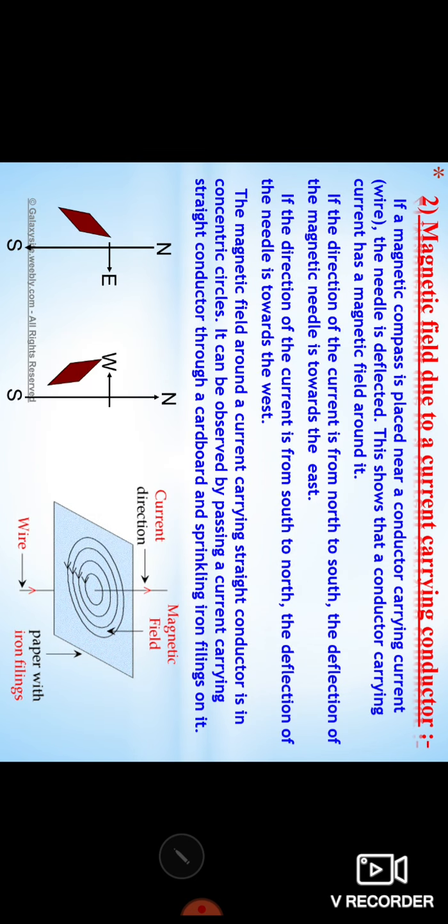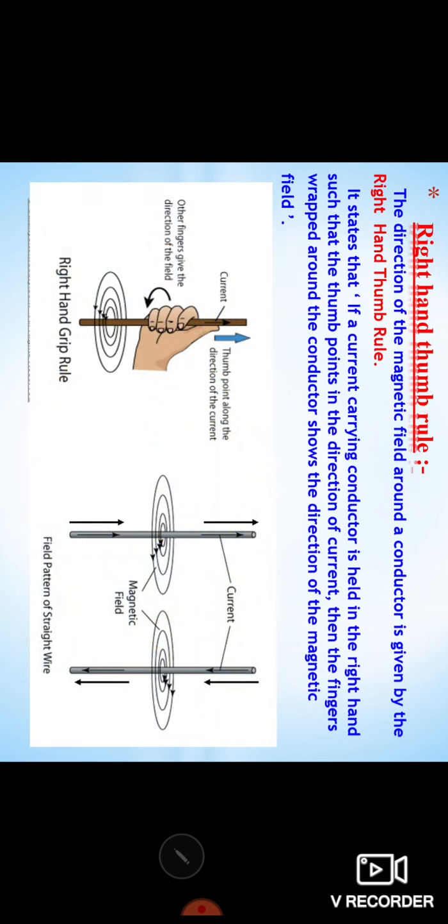And the very next important concept we discussed: if a conductor is carrying current, and the direction of the current is from north to south, the deflection of the magnetic needle is towards east. If we reverse it, that means if the direction of current is from south to north, the deflection of the needle is towards west.